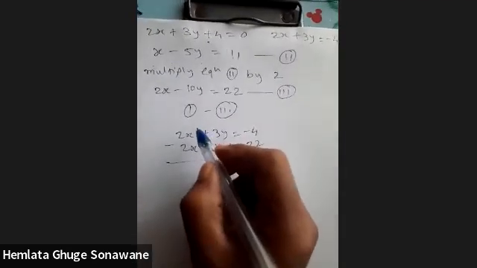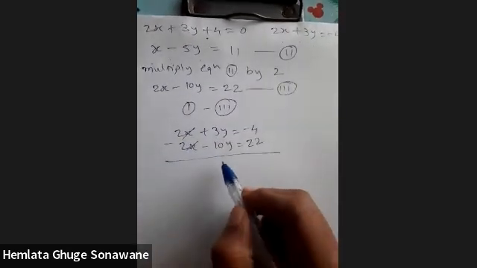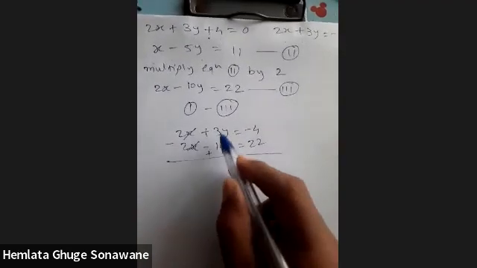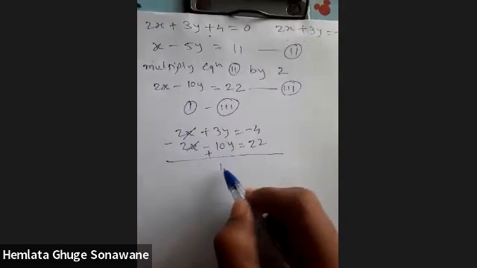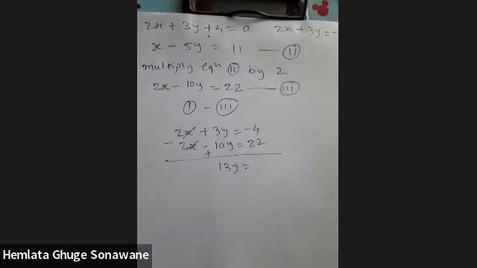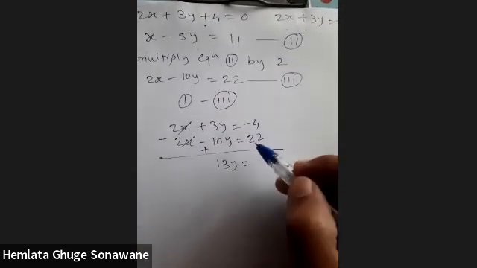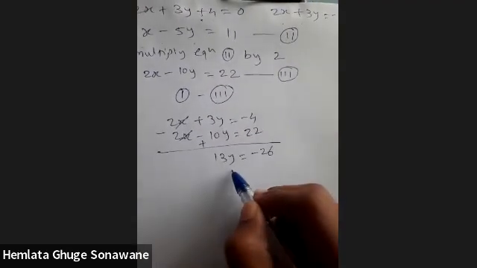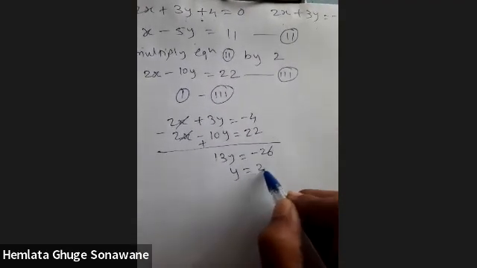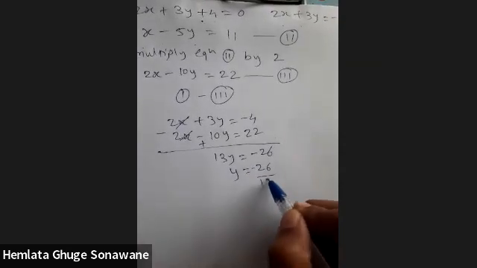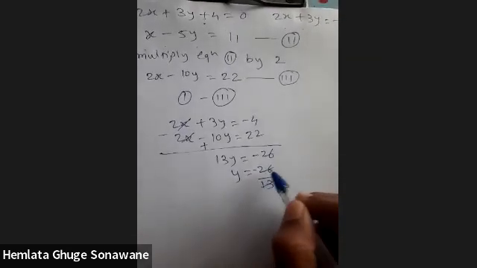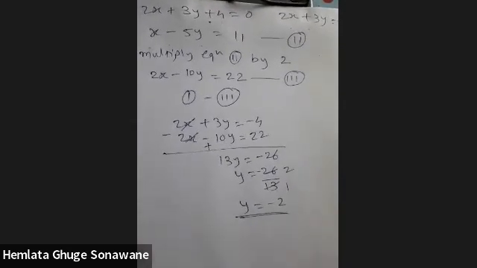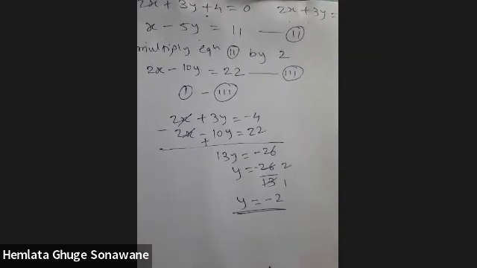This plus 2x and minus 2x get cancelled. This 3y, this minus minus becomes plus here. So 10 plus 3, 13y is equal to minus 4 minus 22 becomes minus 26. Now this 13 divides towards the right hand side, minus 26 upon 13. We can simplify this, 13 2s are 26. So y is equal to minus 2. We have got the value of y as minus 2.